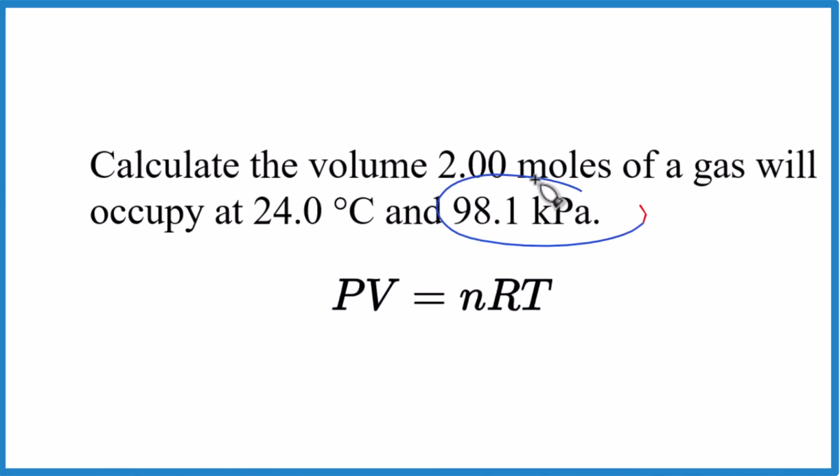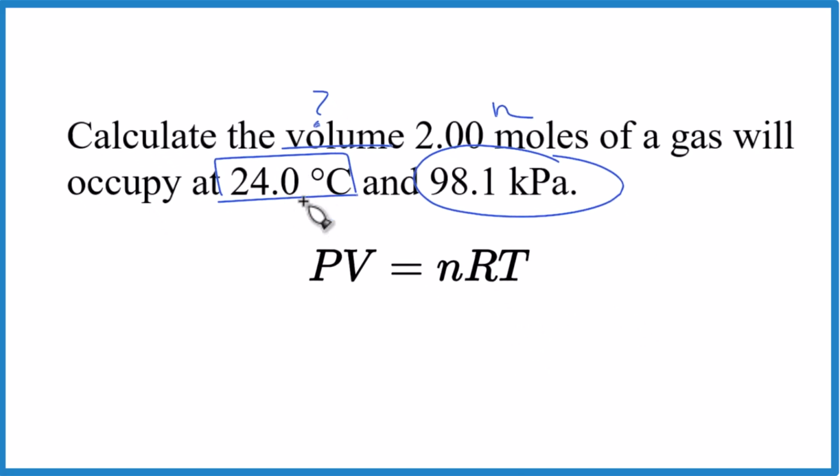So P, that's our pressure there. V, we're trying to find volume. We don't know what that is. We have moles right here. n, R, that's a constant. We'll look that up. And then T, temperature. We do have a bit of a problem though. The temperature, that needs to be in Kelvin. So we'll need to change that.